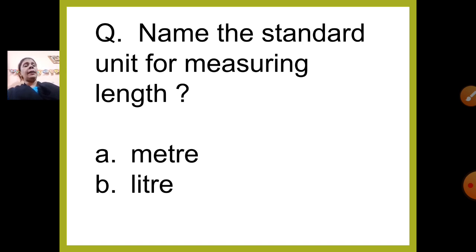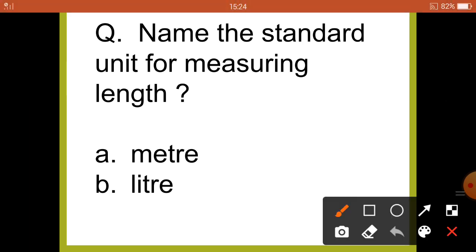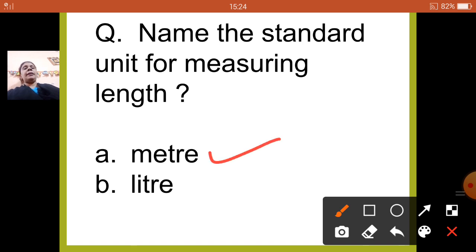Option A, meter. Option B, liter. Name the standard unit for measuring length. How we are going to measure length? Which unit we are going to use? Meter or liter? Meter. Which is the standard unit used for measuring length? Meter.